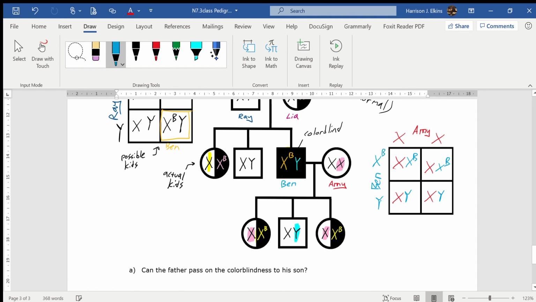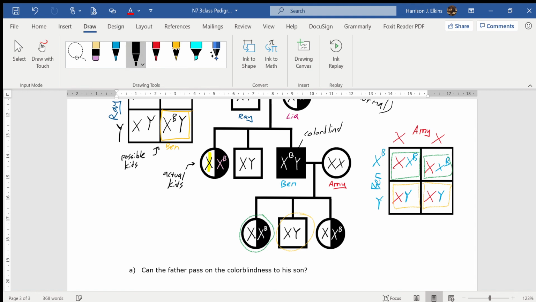Okay. So now what we see here is that Ben and Amy had these actual children. So here's this daughter, XXB, and so that could be any one of these right here. Then they had a son, who's XY, and that could be that possibility there. So again, these are all probabilities that manifest themselves here.